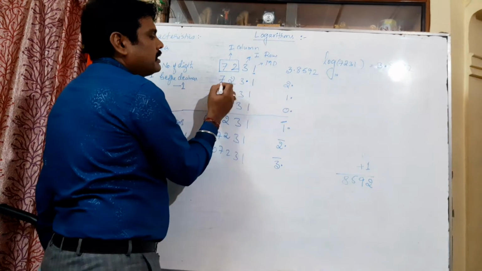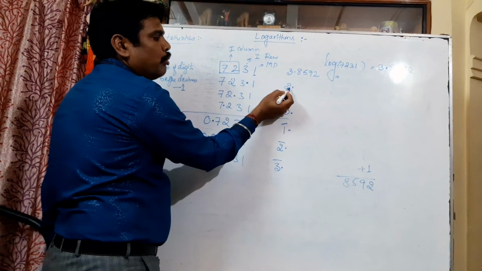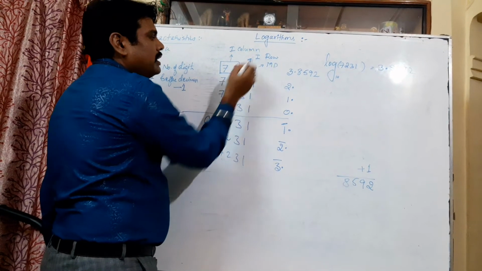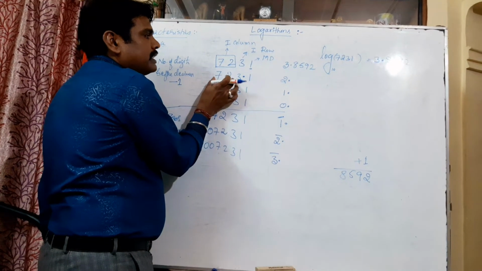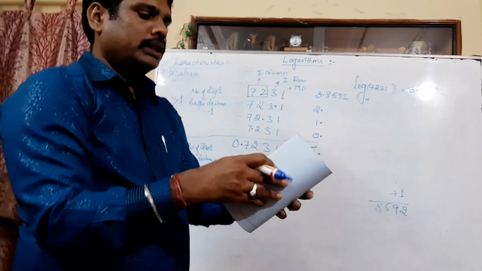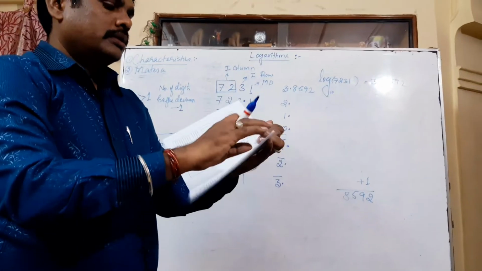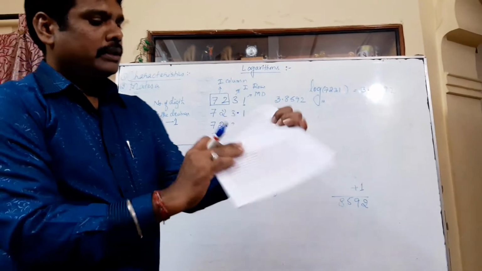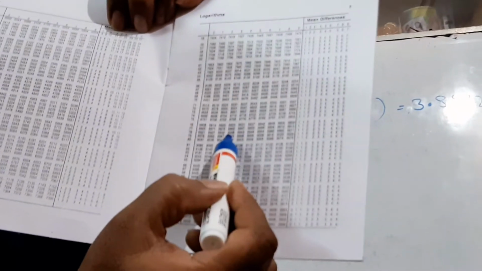What is the characteristic for 723.1? It is 2 point. So while writing the mantissa, we have to look for 72 in this table. Already I have shown 72 in the first row. See here, once again I want to show it: 72 in the first row, corresponding 3 in the first column.